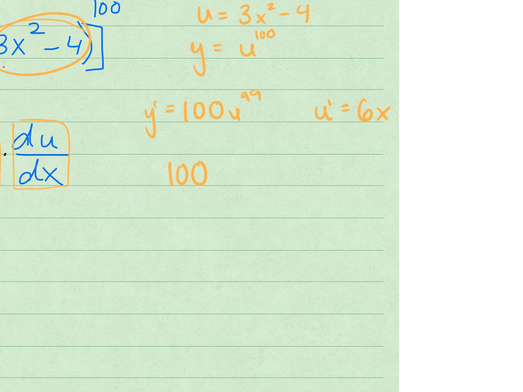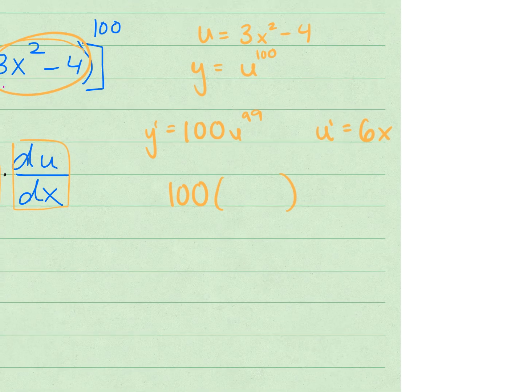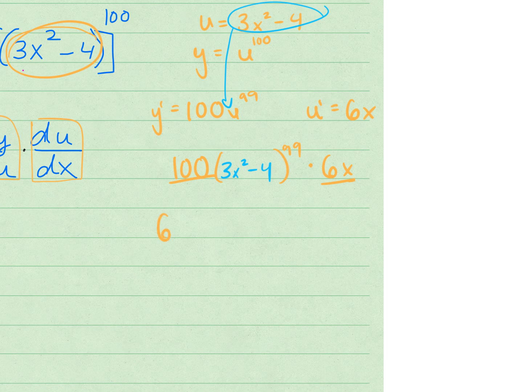Now we're going to multiply these two together. So 100. I'm going to substitute u back in. So what did we say u is equal to? 3x squared minus 4, so that's going to get substituted back into u to the 99th power times 6x. So we took the derivative of both of these, we multiply them together. Now we can simplify it a little bit more. So 6x times 100 would be 600x times 3x squared minus 4 to the 99th power.